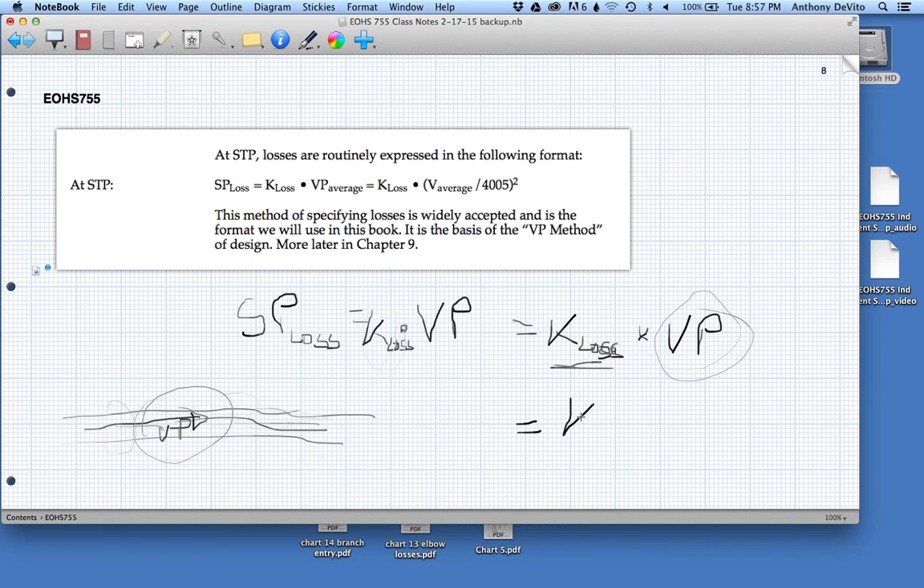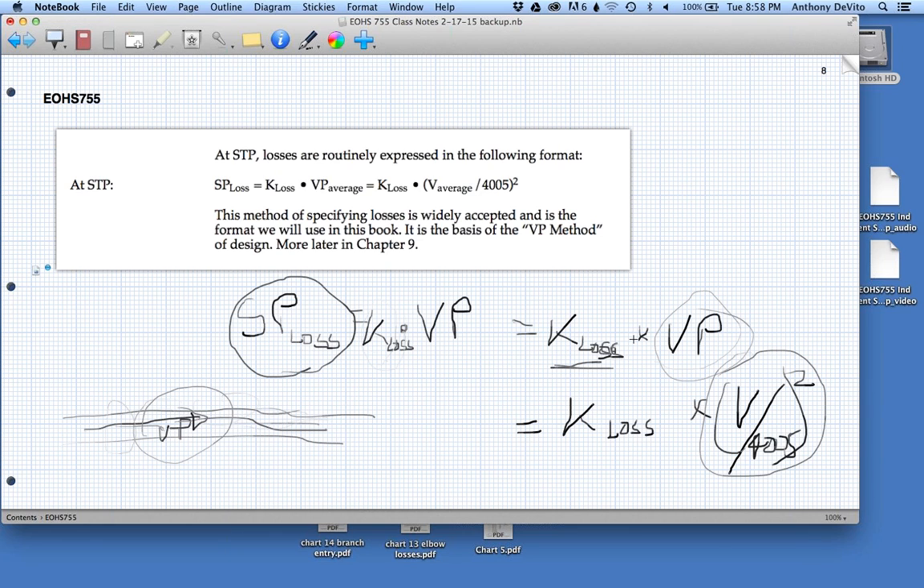Another way to express it would be K loss times, instead of velocity pressure, the velocity over 4005, squared. We just took what we did before and substituted it for the velocity pressure. So we can calculate what our static pressure loss is if we know the velocity pressure or if we know the velocity, either way.